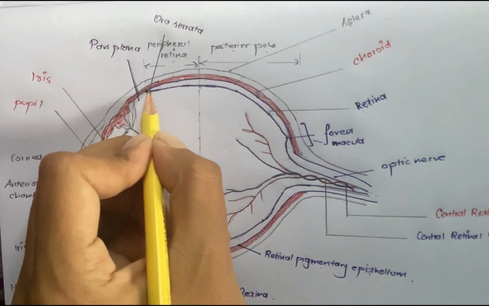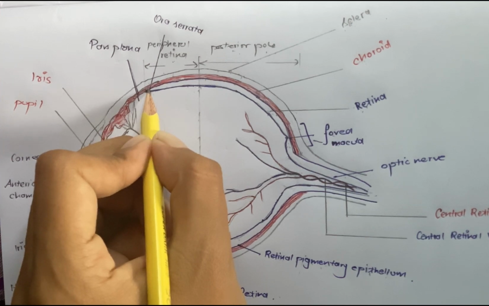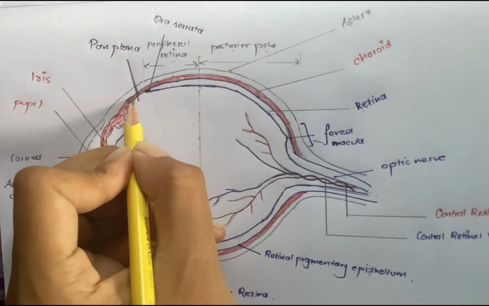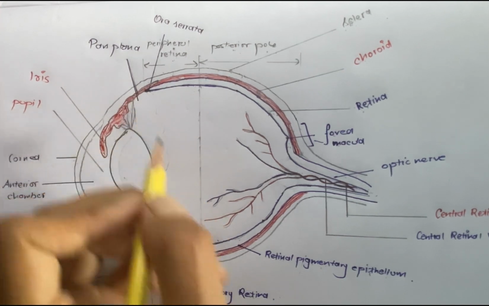And this ora serrata is the serrated margin where the retina ends, and here the retina is firmly attached to both the vitreous and the choroid, and the pars plana extends anteriorly from here.